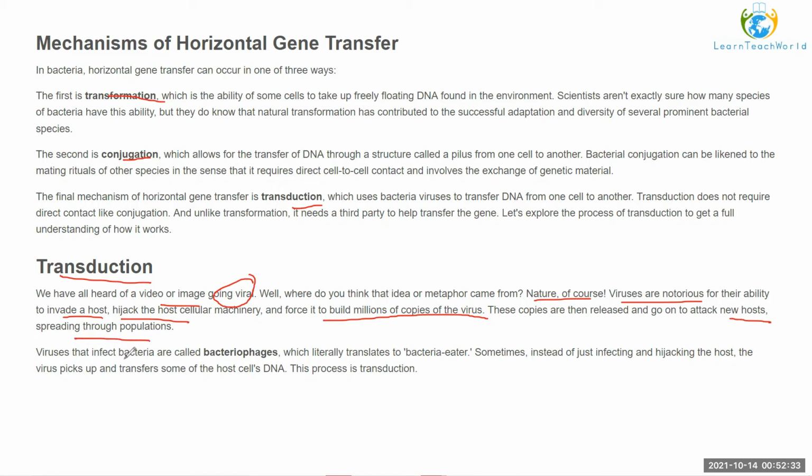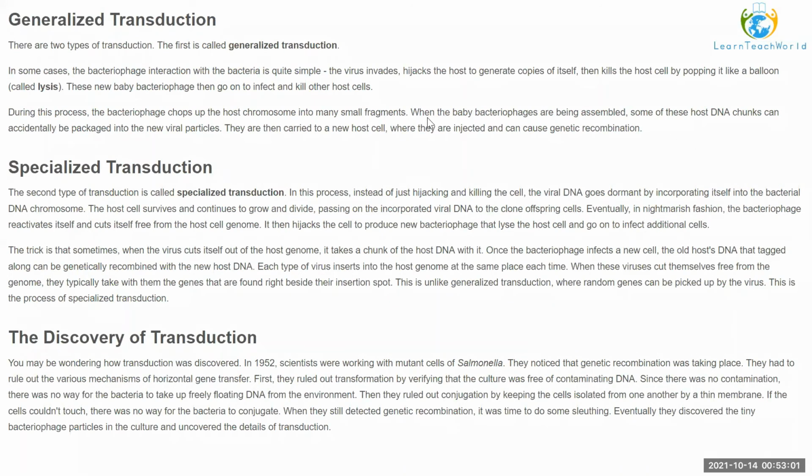These viruses that infect bacteria are called bacteriophages, which literally translates to bacteria eater. Now, sometimes instead of just infecting and hijacking the host, the virus picks up and transfers some of the host DNA, and this is called transduction. Now we have two types of transduction. The first one is generalized transduction.